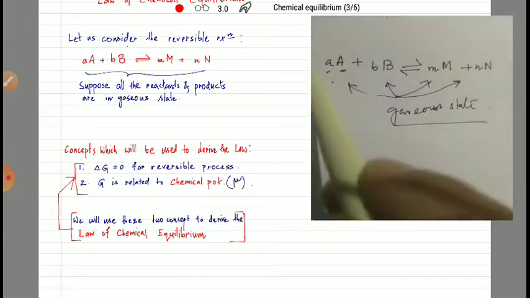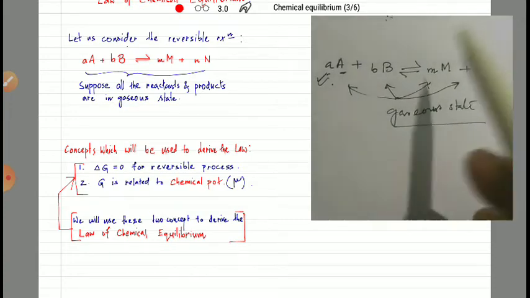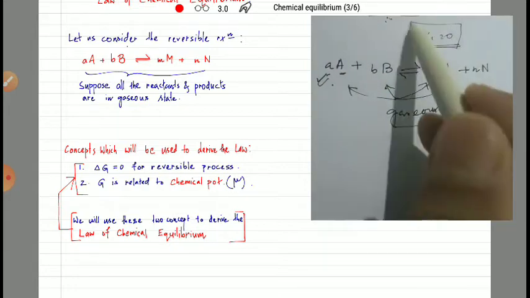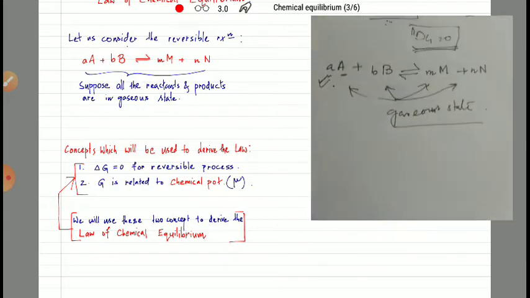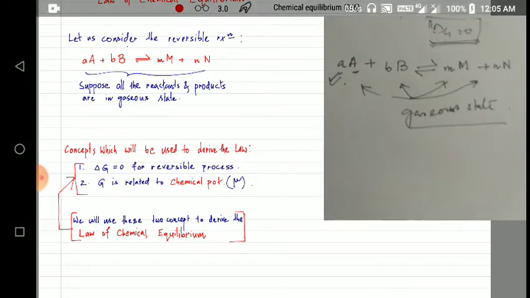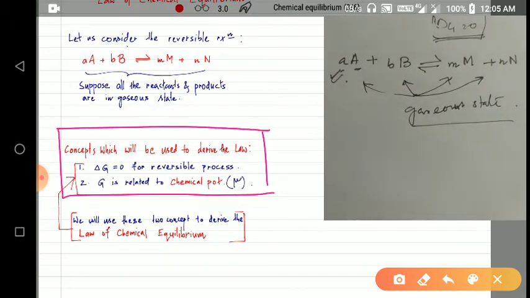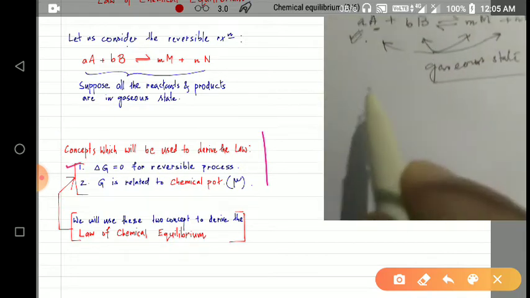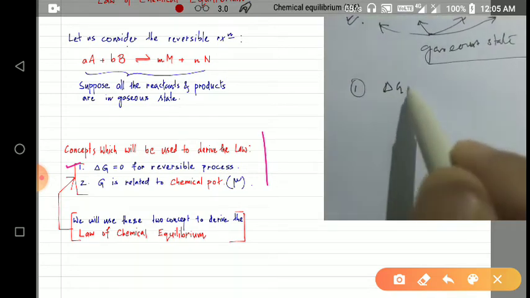Okay, so we have that reversible reaction, and we also have an idea. What idea are we going to use? We are going to use the del G equal to 0 idea. But alone it will not help you to derive the equation. We actually need more ideas about thermodynamics. Here, in this part, 2 concepts are given. The first concept, which we have already studied, is del G equal to 0.